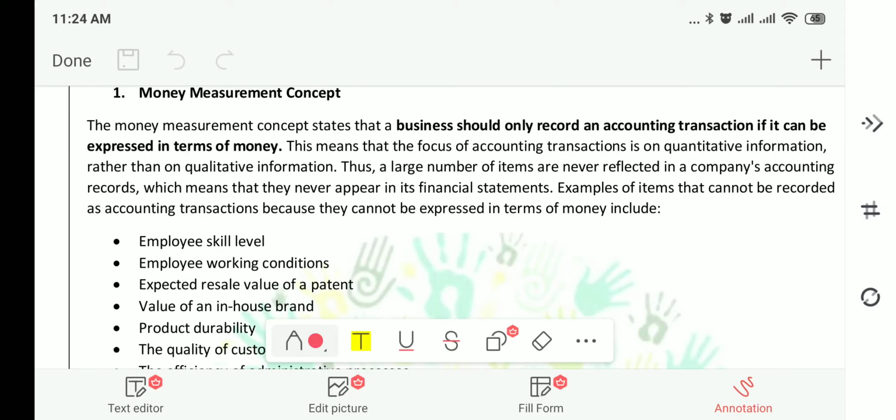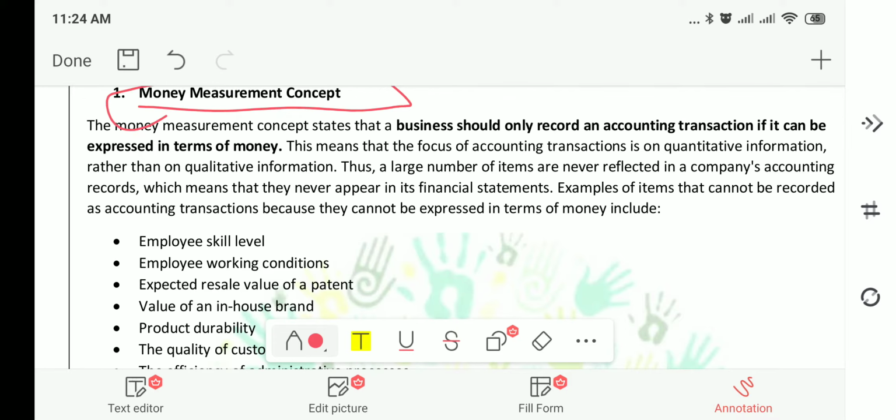In the previous accounting lecture, we have seen three important concepts. Now, in this lecture, we will be dealing with some of the 5 or 6 important assumptions or concepts which are important for the examinations. The first concept is the money measurement concept.